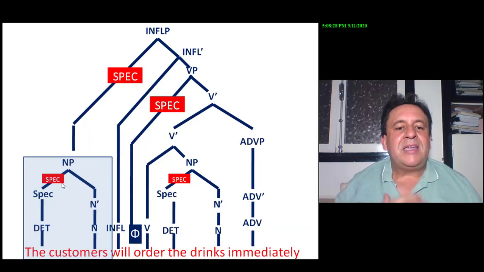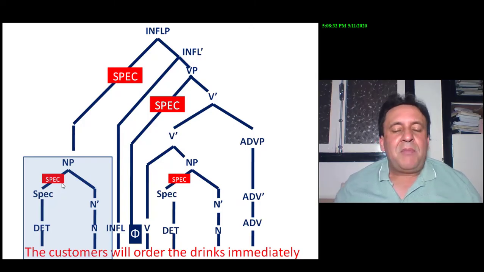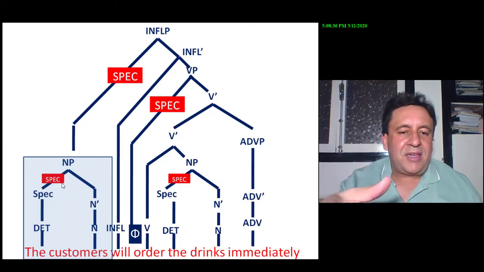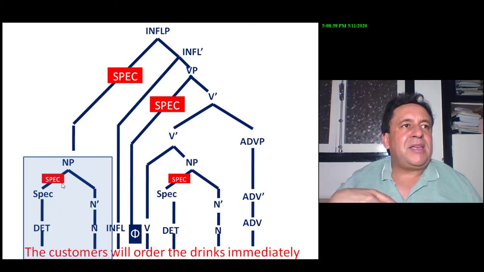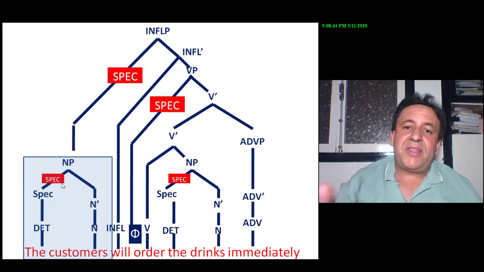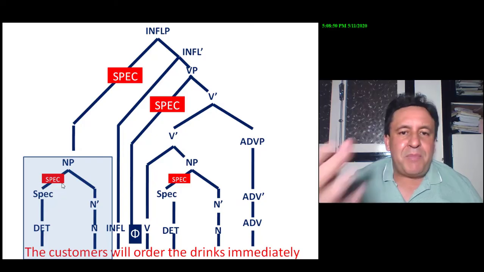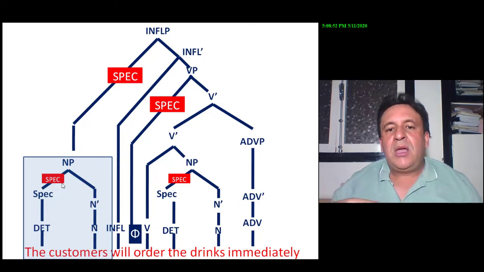Now this is a detailed analysis of the sentence: the customers will order the drinks immediately. Please try to apply this to the other 3 sentences that I gave you. If you have any questions about this, please let me know. You can send me your analysis of the 3 sentences that I gave you, and I will come back to this to help you build more tree diagrams for more sentences in my next lecture.